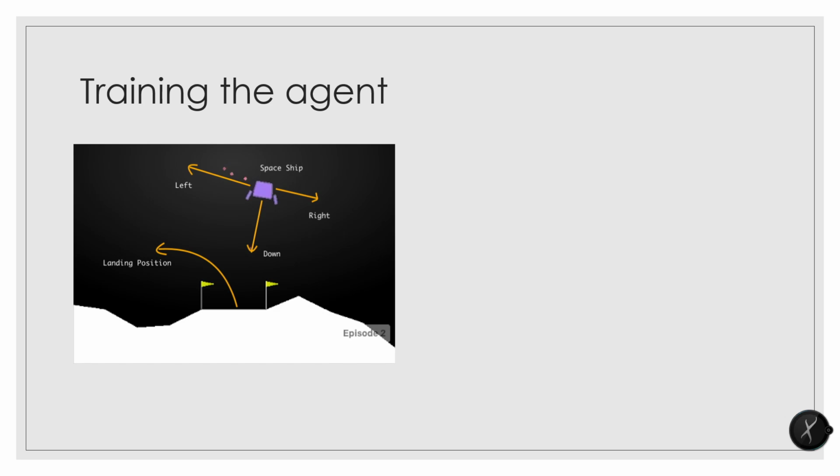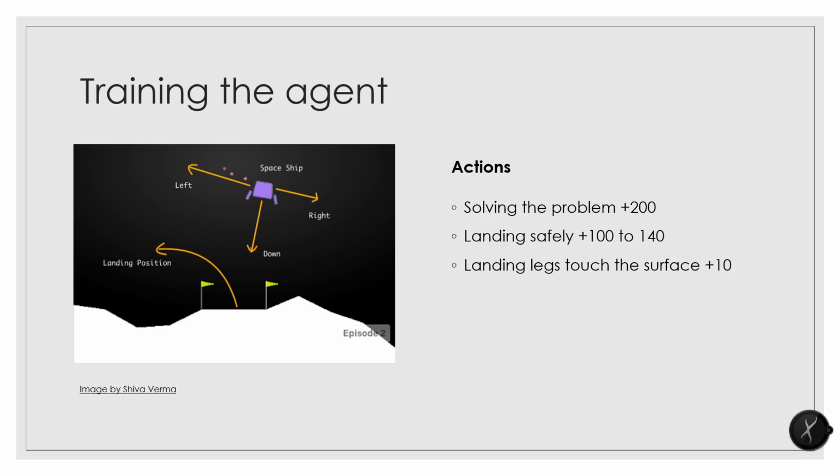To facilitate learning, a reward and punishment system was implemented. The lander was rewarded when it moved towards the landing pad, and for landing safely and at a slow speed on the landing pad. Solving the problem gave the lander 200 points. Landing safely gave between 100 to 140 points. If the landing legs touched the surface, it got an additional plus 10 points.